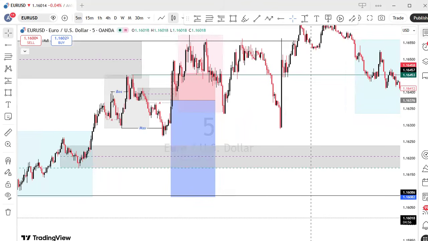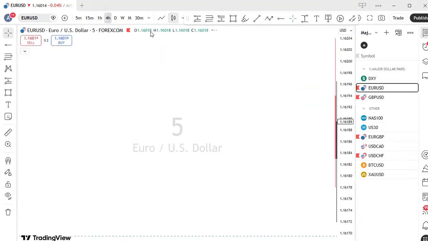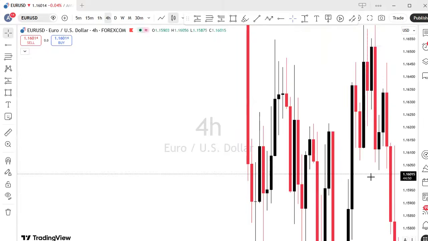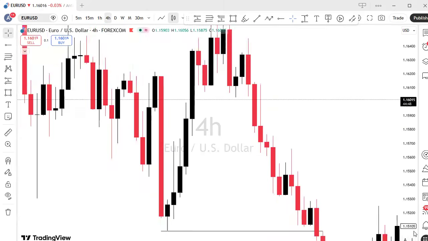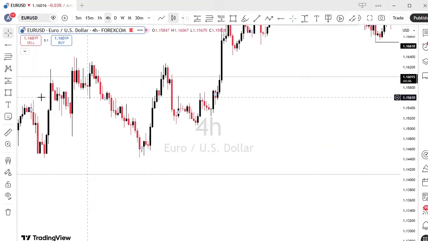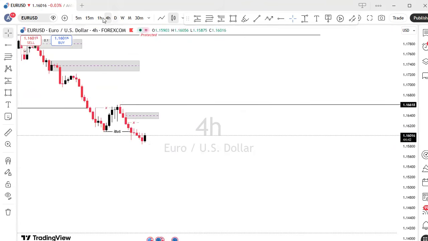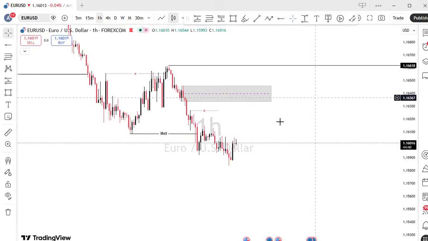Okay. So now we continue with where we were on Euro USD. What am I watching or what am I anticipating on this pair? All right, let's go there. So since now we have this break of structure here to the downside, let me go to 1 hour. I want to show you clearly.